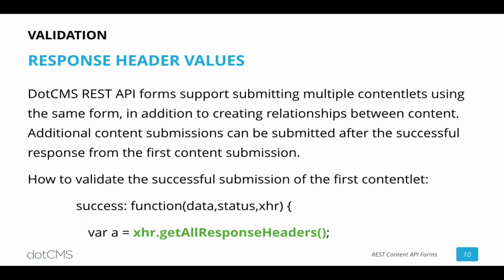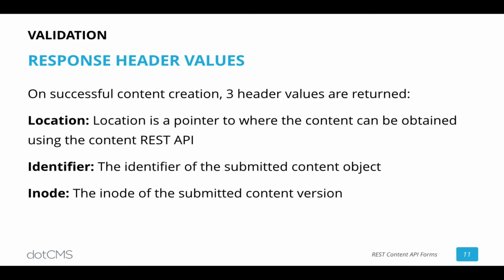dotCMS REST API forms support submitting multiple contentlets using the same form code, in addition to creating relationships between content. Additional content can be submitted after the successful response from the first content submission. So in the example here at the bottom of the slide, we can see how to use a JavaScript function to assign the response headers to a variable so that the response can be examined for values that will indicate successful content submission. On successful content creation, 3 header values are returned.